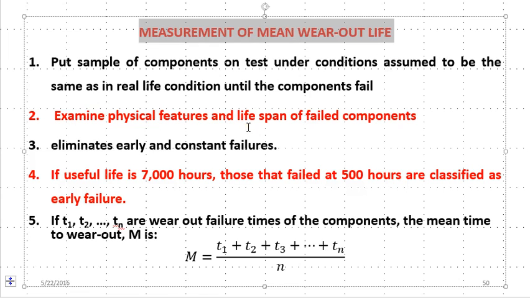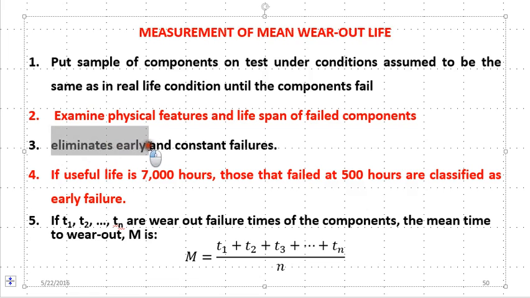Now after they all fail, we bring them out and start examining them physically. We can see the ones that failed at the beginning of the test, that is what? Early failure. We can see the ones that have taken a long time before they fail. We can say these ones are what? Failure due to wear out. And by that inspection, we can now eliminate the ones that experienced early failure and the ones that experienced constant failure periods when they are in their useful time.